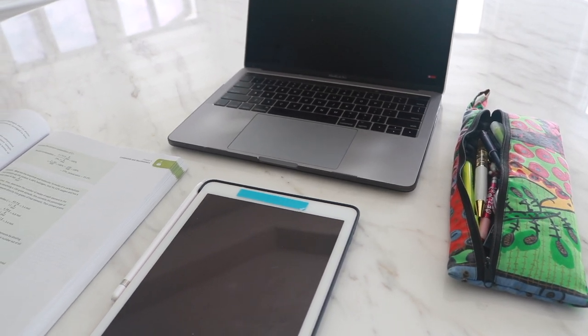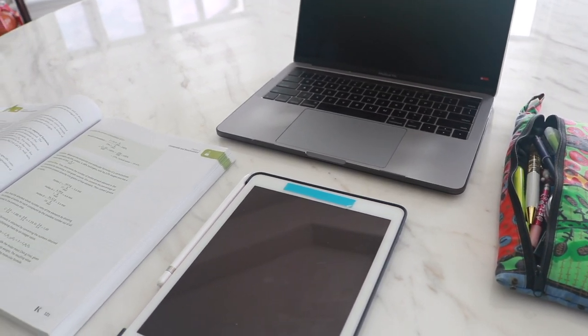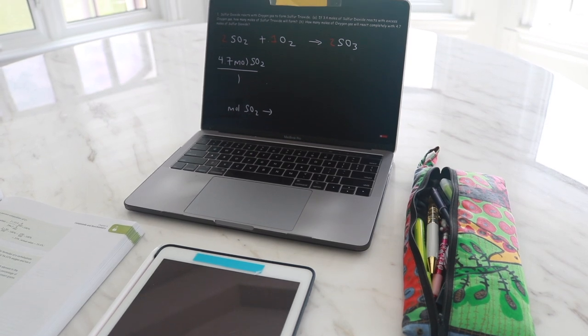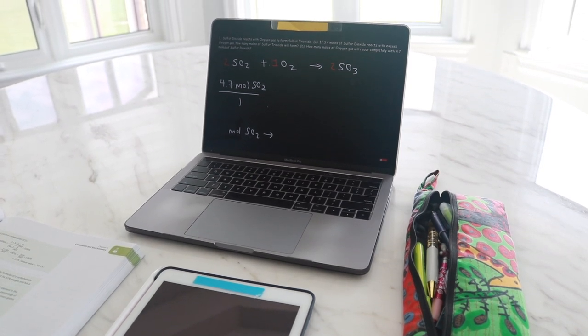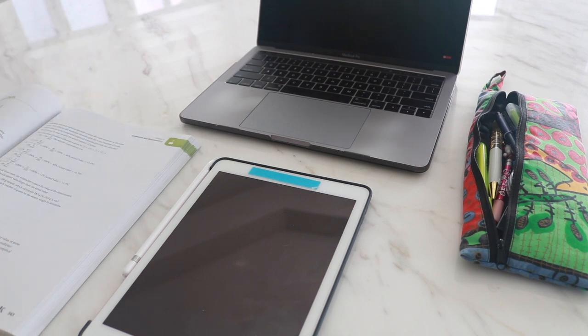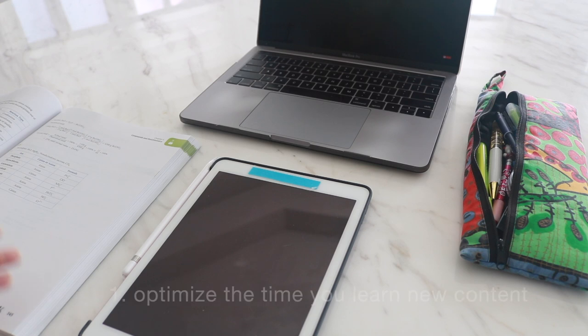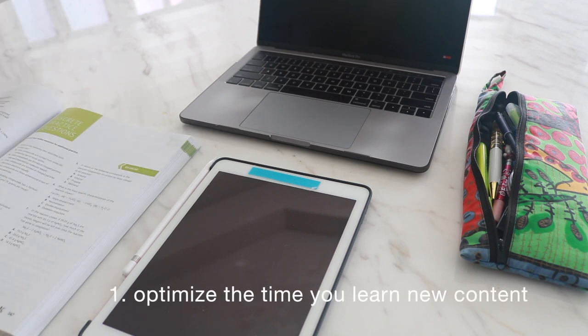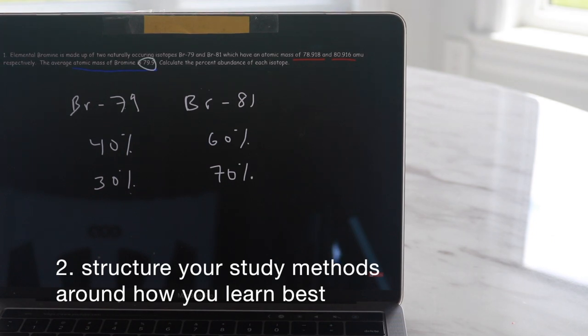In the past couple of days, I've been experimenting with times at which I study, and I found that I work best during mornings and afternoons. During the evenings, I tend to get very sleepy and I can't focus very well. As such, my first study tip would be to find the best time for you to learn and stick with it. My second tip is to structure your study methods around how you learn best.